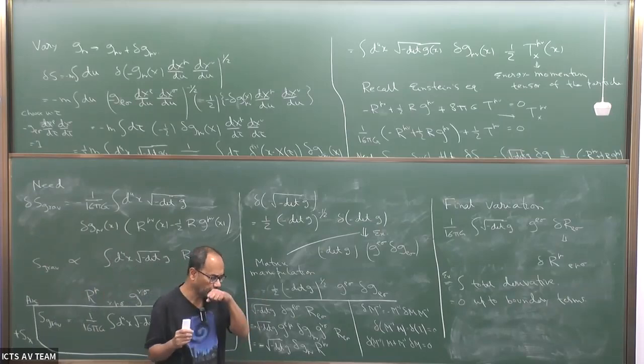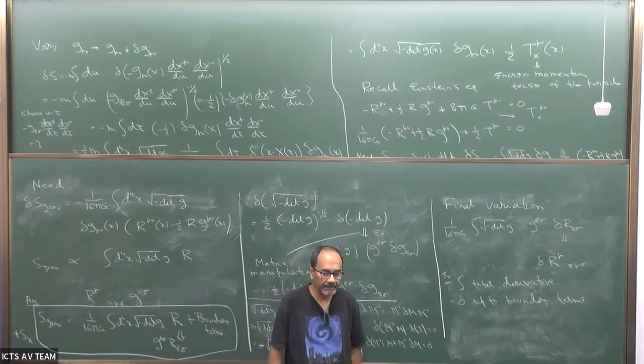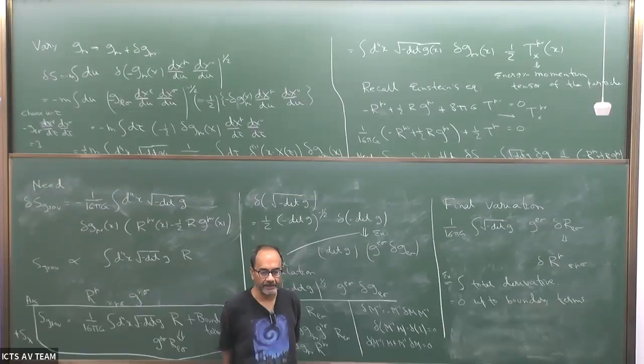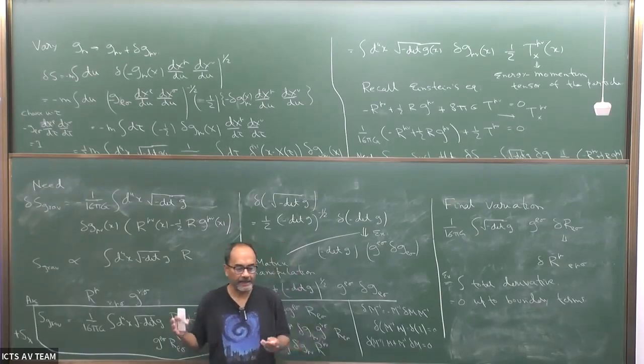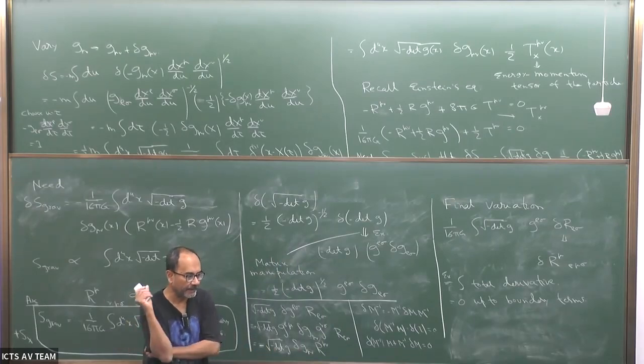In fact, often that is used as a definition of the energy momentum tensor. If you define the energy momentum tensor as whatever appears on the right hand side of Einstein's equation, then that's the definition. You vary with respect to the metric and you should get the energy momentum tensor. But then of course you have to make sure that it's the same as the other ways of defining the energy momentum tensor that you will be familiar with.